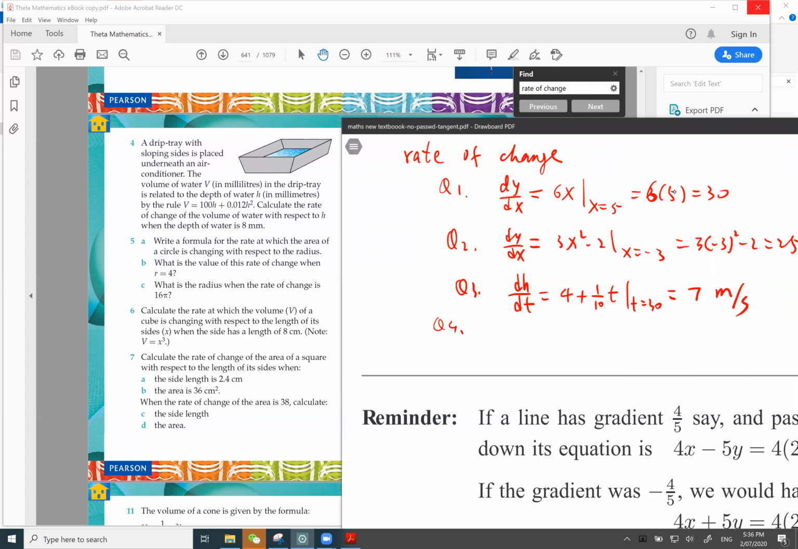Question four. Okay, there is a variable V. The rate of V with respect to h, so dV/dh is 100 plus 0.024h. Okay, they give you h equals 8. So it's 100 point.